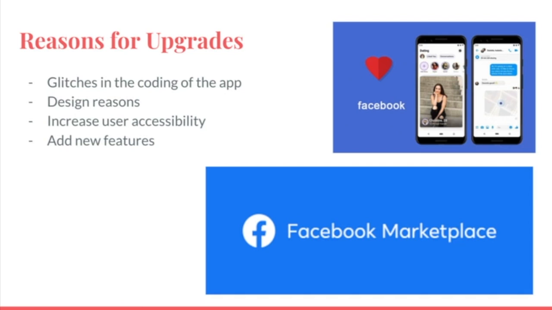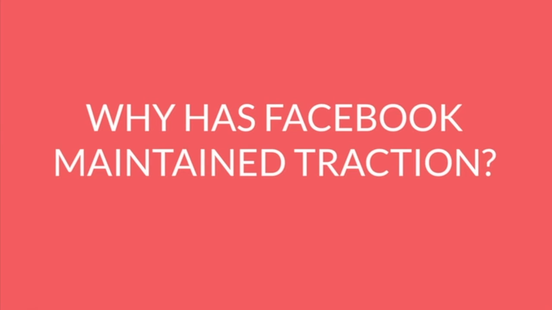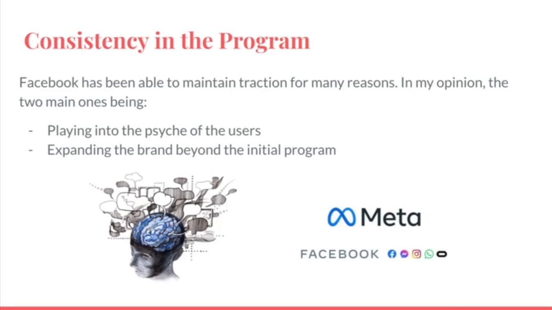The final main reason for these updates is to introduce new features to the users. In recent years, Facebook has introduced Facebook Messenger, Facebook Marketplace, and most recently, Facebook Dating. These features allow the app to be a one-stop shop that keeps drawing users in. Facebook has remained around for a long time. So how has it maintained its traction? In my opinion, they have maintained their popularity for many reasons, the two main ones being using the psyche of their users to their advantage and expanding the brand beyond the initial program.